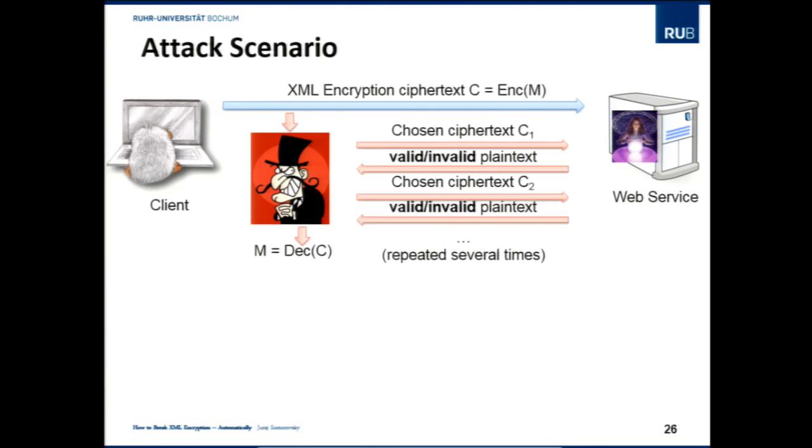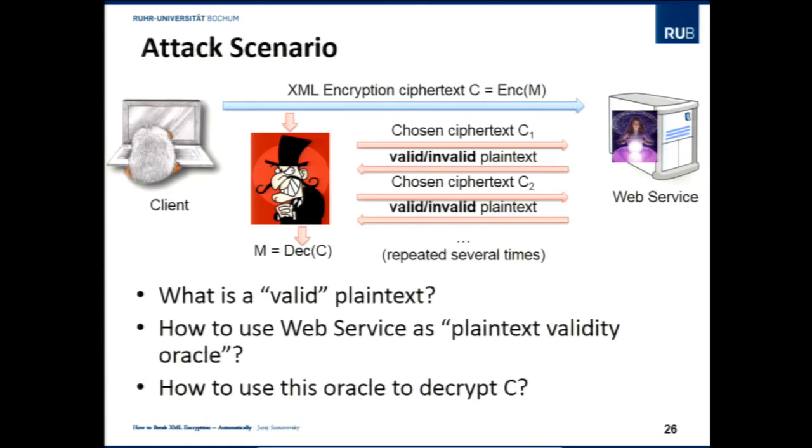Good. So we have already shown the attack scenario. In the attack scenario, the attacker sends a modified ciphertext to the server, and the server responds with whether the plaintext is valid or not. And in the next slides, I will show you what a valid plaintext is, why we can use a web service as a plaintext validity oracle, and how to use it to decrypt the ciphertext.